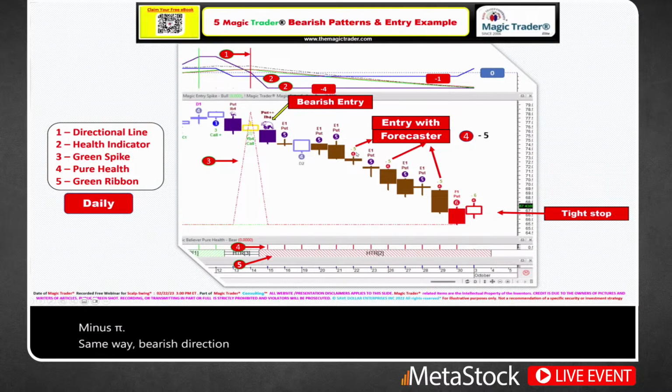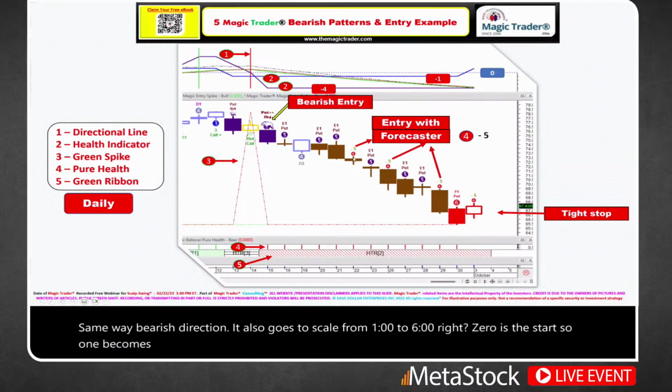And number -5, same way in a bearish direction. It also goes on a scale from 1 to 6, right? 0 is the start. So 1 becomes relevant. So number 1 is the lowest risk. So number 5, it is still, there are different colors of candles.